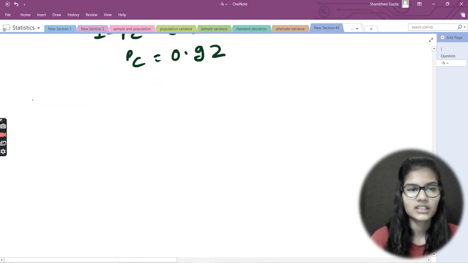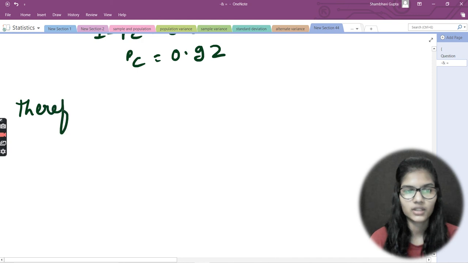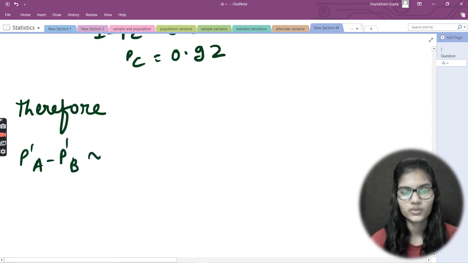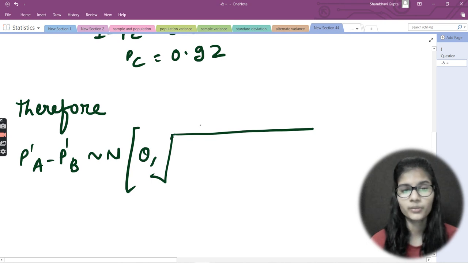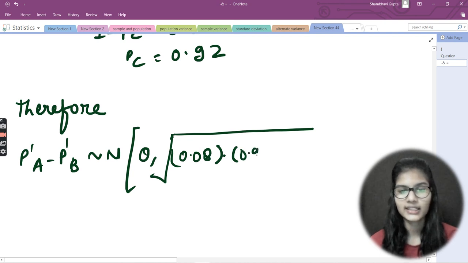Now in that case, if I had found out this thing, I would write here, therefore, P dash A minus P dash B. What was the formula which we had seen right now? So bracket 0, comma. Then we were having the under root, right? We were having first of all the pooled proportion, that is PC, the real one. So that was coming as 0.08, right? And that was multiplied by 1 minus PC. So 1 minus PC we are getting 0.92.